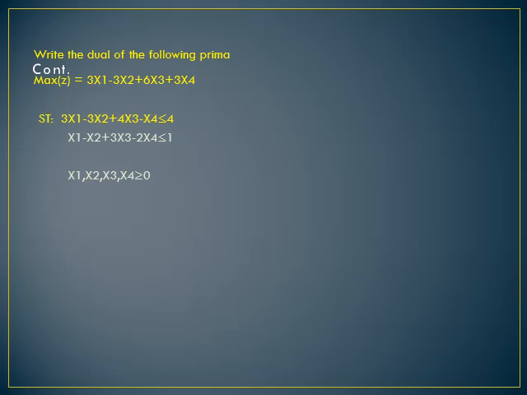The constants C1 up to Cn in the objective function of the primal appear in the right hand side of the constraint of the dual.